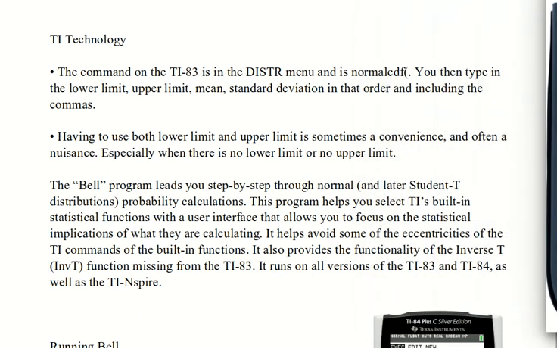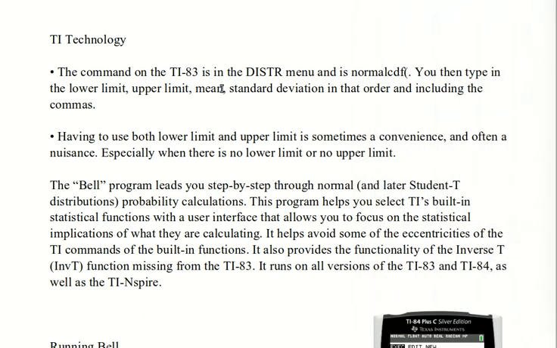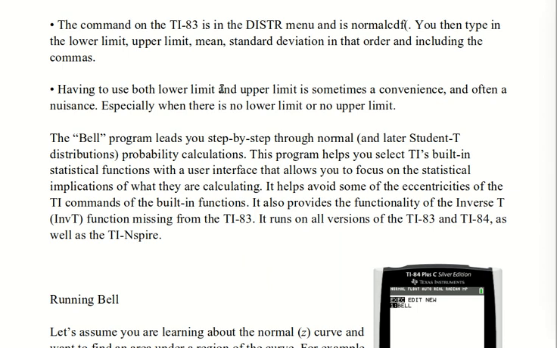So in general, what this means is that we go into the distribution menu, that's second vars, we go to normal CDF, type in the lower limit, the upper limit, the mean, the standard deviation, and make sure you've got those commas in it. Now sometimes that's easy, and I always have students who prefer that over using Bell, but I prefer Bell. It's often, for me at least, more difficult to enter that than to simply use a program.